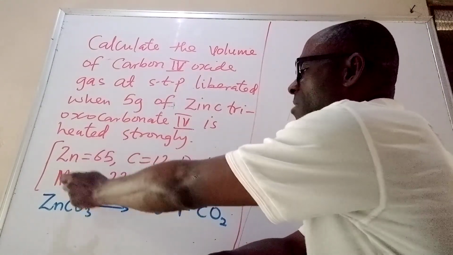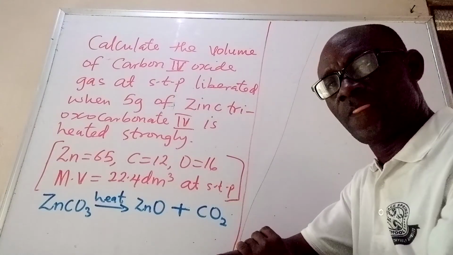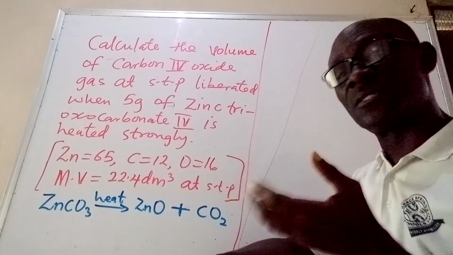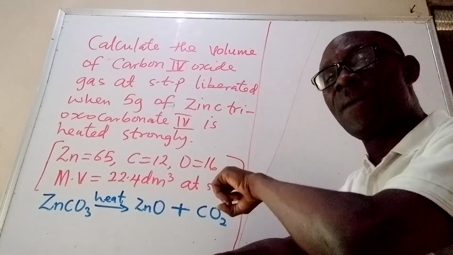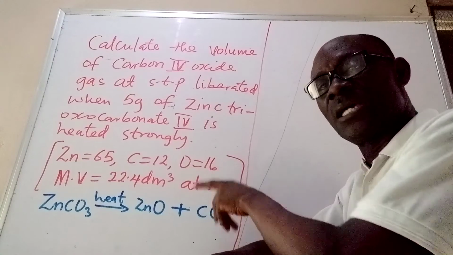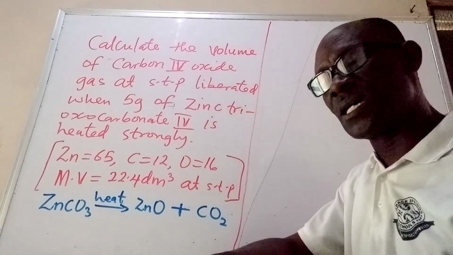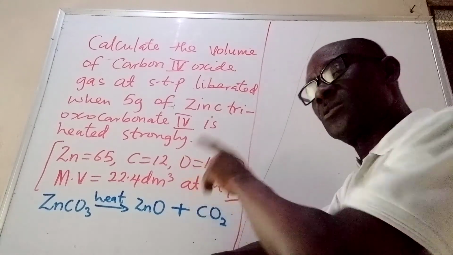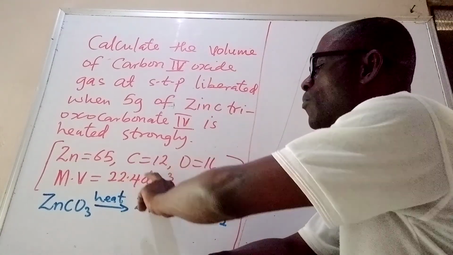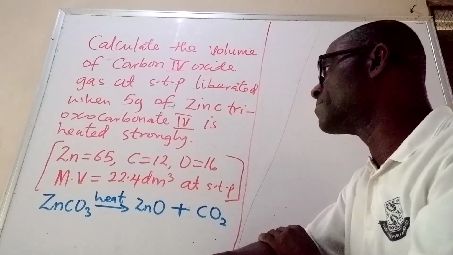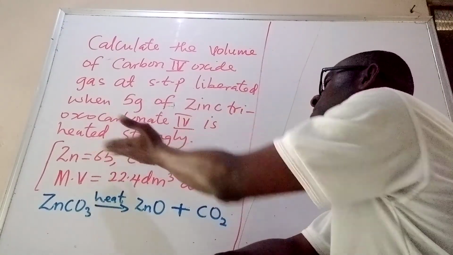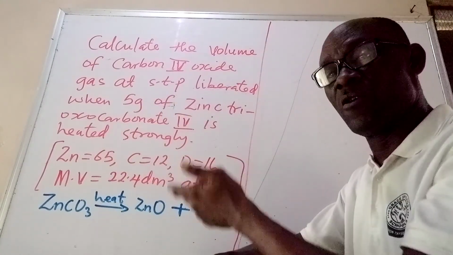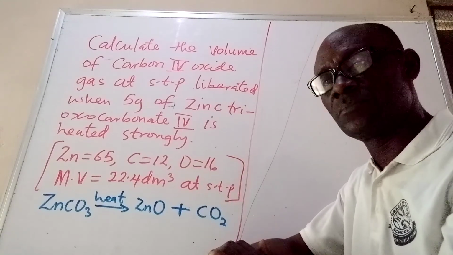the MV here means molar volume. Molar volume simply means the volume which 1 mole of any gas will occupy at STP. STP stands for standard temperature and pressure. Any gas, 1 mole of it will occupy 22.4 dm cube at STP. While these are the relative atomic masses of the constituent elements, that is, the elements involved in the chemical reaction.